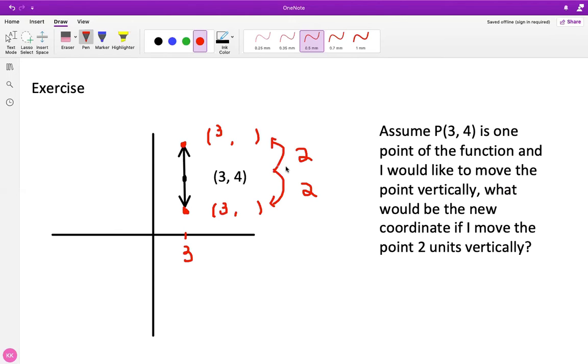What does change is the y coordinate, right? If I shift 2 units upwards or 2 units downwards, it affects the y coordinate. So what is the new y coordinate? I just need to take the 4 and add 2, so I get 6. What about this one? What is the y coordinate for this point? I shift down, so I take the 4 and minus 2, and I get the y coordinate equal to 2. So we have this new coordinate right here.